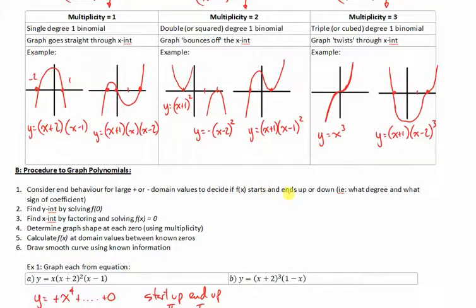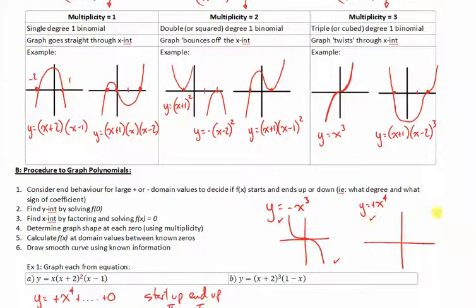Do they start up high in quadrant 2, for example, for negative x, and end up high in quadrant 1, or down in quadrant 3 and end down in quadrant 4, perhaps? It all has to do with the degree of the leading term and its coefficient. For example, if I had y equals negative x cubed, I would begin up in quadrant 2 and end down in quadrant 4 because of the reflection. It would look like this. If I had y equals positive x to the 4, I'm going to start up in quadrant 2 and end up in quadrant 1. It's going to look essentially like this for large positive and negative x values.